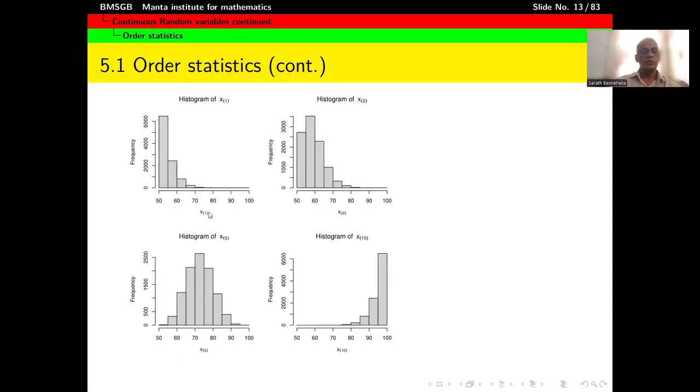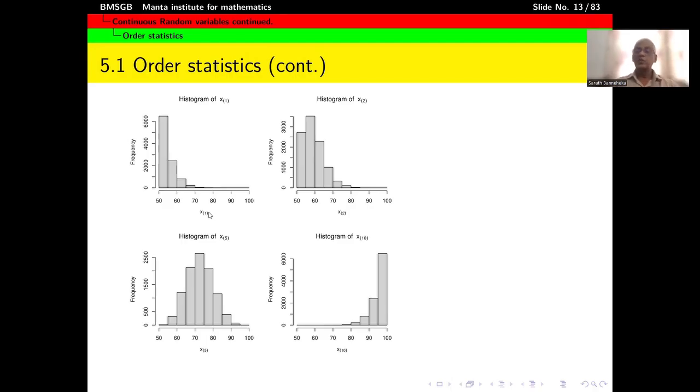Right? So I want you to clearly understand what you mean by these order statistics. Order statistics are statistics. They are not independent. Their distributions are not the same. Say, x1 up to x10 are not identically distributed.